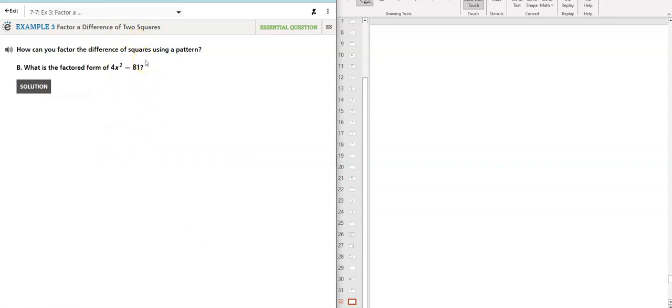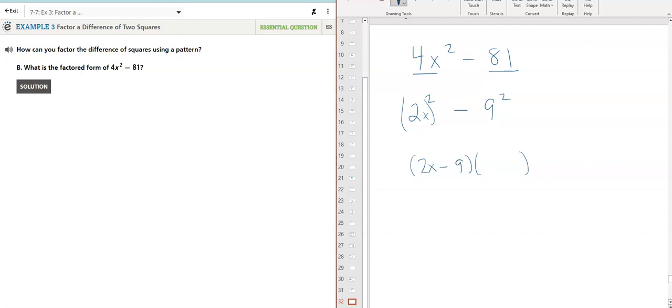Here we have the same thing, except that our first term is not just a coefficient of 1. Okay, so I'm going to do it over here before we see it written out. But basically, because I know this is a perfect square and this is a perfect square, I'm going to write 2x squared, that's my perfect square, minus 9 squared, that's 81. Okay, so my factored pair, my binomial, is going to be 2x minus 9, 2x plus 9.